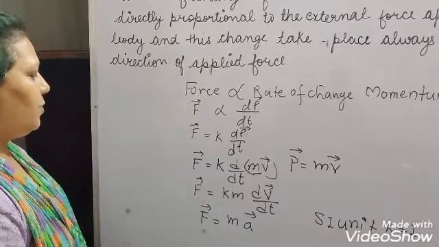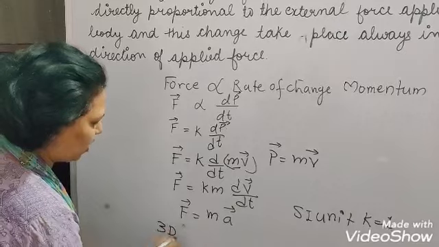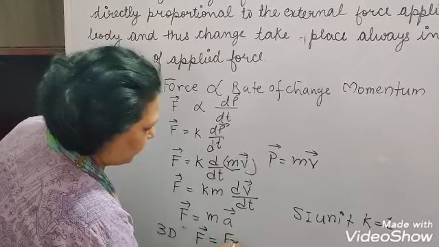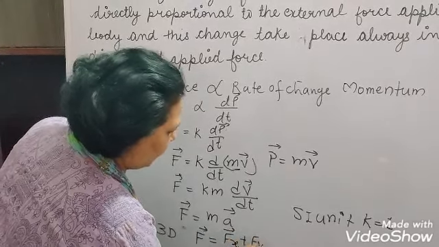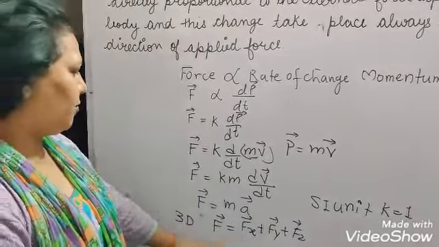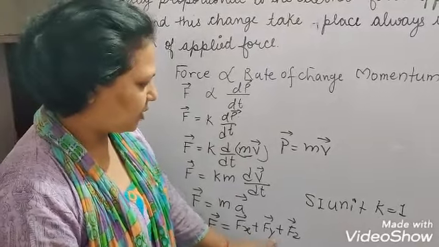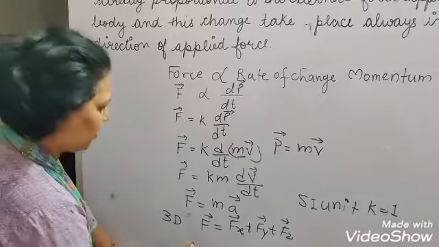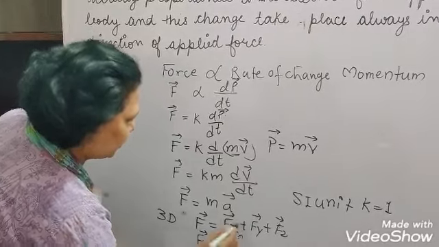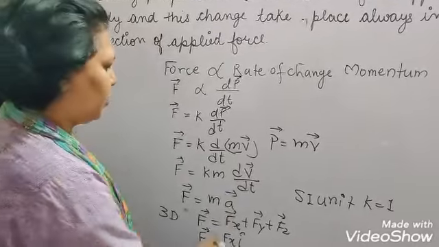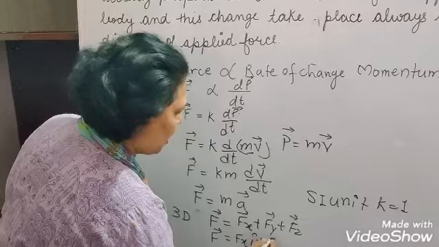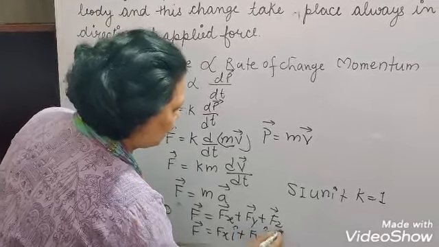Now we will see this for 3-dimensional motion. For 3-dimensional motion, we can write F as Fx plus Fy plus Fz. That means a component of force in the x direction, in the y direction, in the z direction. In a similar way, we can write F as Fx i cap plus Fy j cap plus Fz k cap, that is the same meaning as the Fx vector.